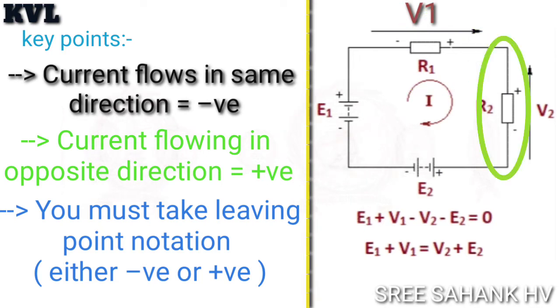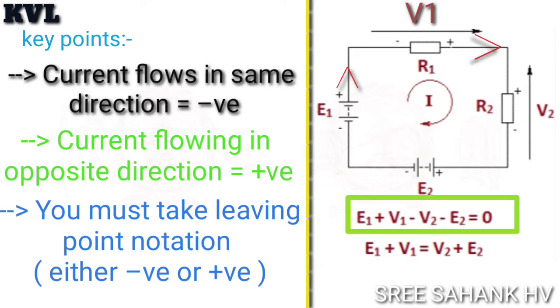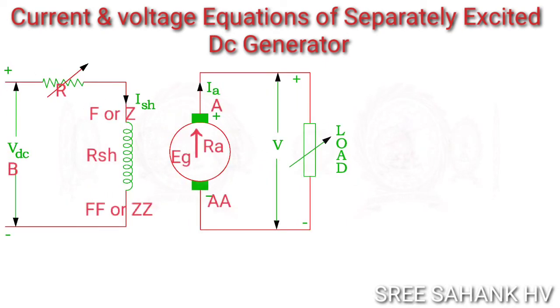And at R2 current is leaving with negative notation, so we take negative. Similarly, at E2, current is leaving with negative notation, so we take negative. So finally we get the equation E1 plus V1 minus V2 minus E2 is equal to 0.